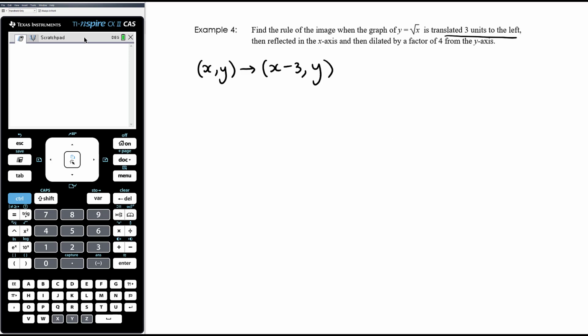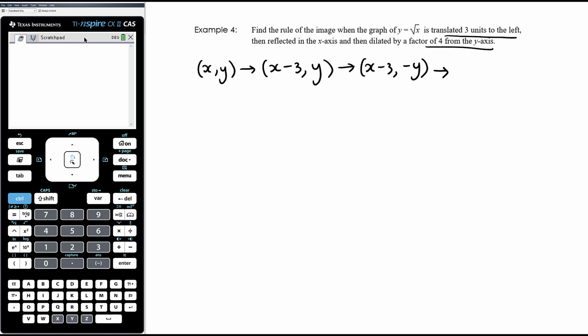Then we're reflected in the x-axis, so that means that we multiply the y coordinates by -1. So (x - 3), and that existing y coordinate times -1, so it's just -y. And then we dilate by a factor of 4 from the y-axis.